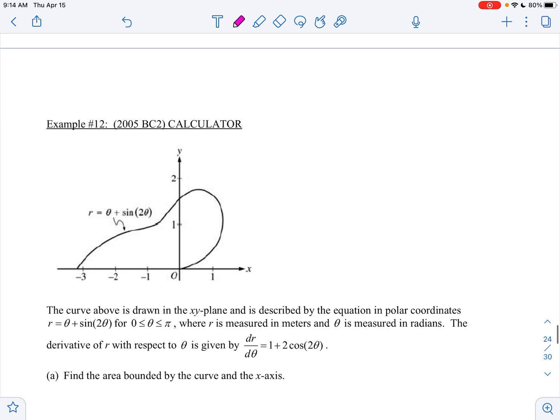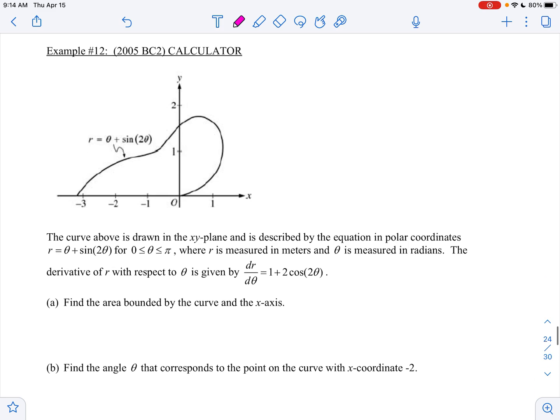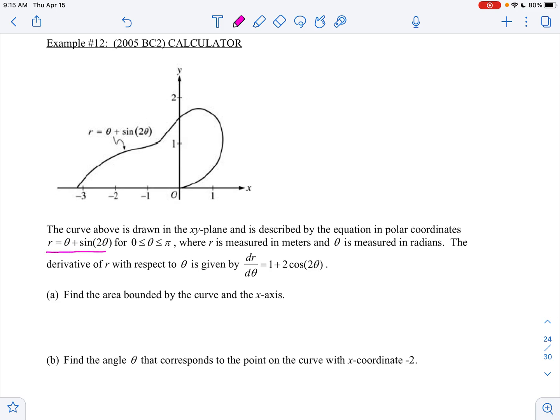This is a 2005, more realistic in terms of what you guys will see on the AP test, as all polar questions will be calculator based, and every question we have on this AP exam will be calculator based. So you see you're given an equation in polar form of a curve, and they give you a couple of pieces of information. First, they give you r as a function of theta, which we expect for all polar equations, and then they give you this expression for dr/d theta, the derivative of r with respect to theta, and we'll talk about what that means.